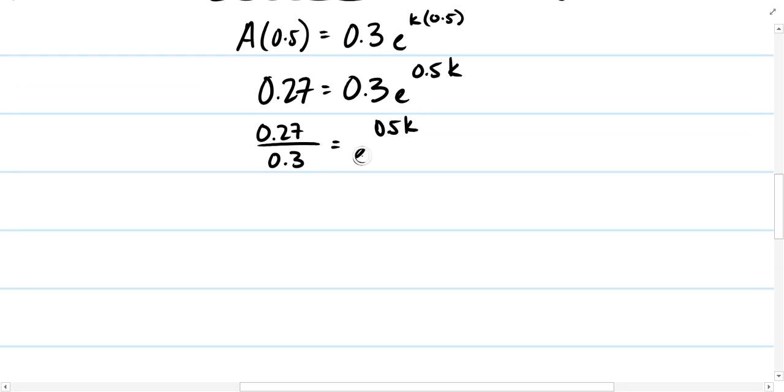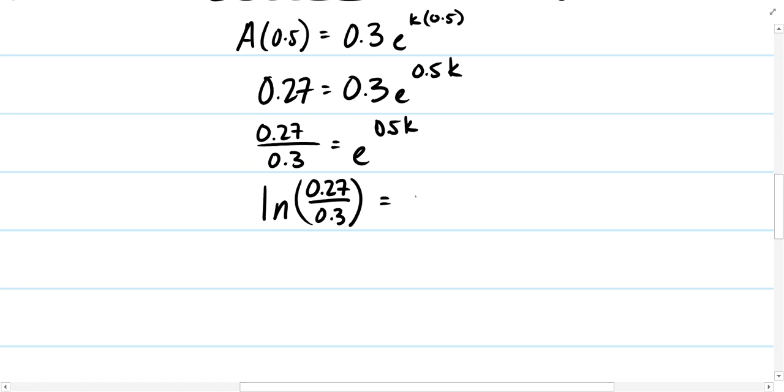Now that we have an exponential with a base of e raised to the power of 0.5k, I'm going to rewrite this exponential as a logarithm in order to isolate this exponent. The base of the logarithm has to match the base of the exponent, and a logarithm with a base of e is written with ln for the natural log. And we evaluate the natural log not at the exponent, but at the result of the exponent, which is 0.27 divided by 0.3, and I'll use parentheses just to be safe.